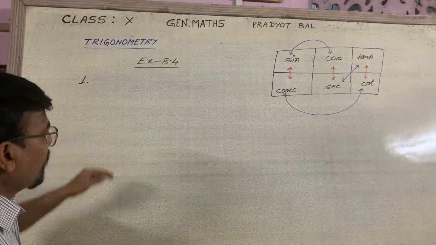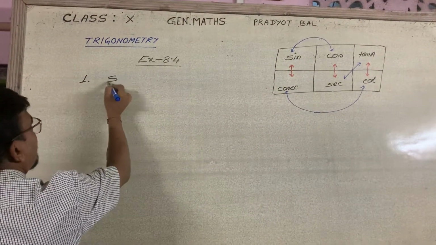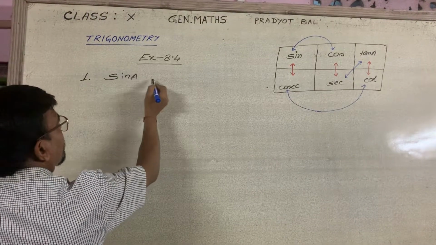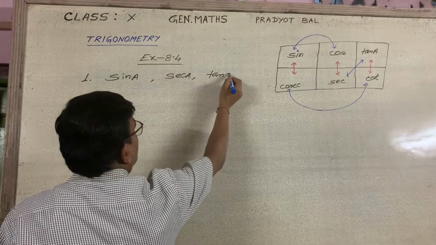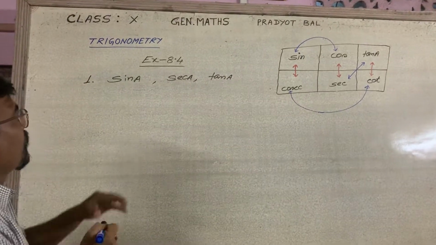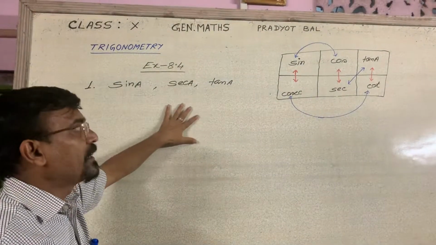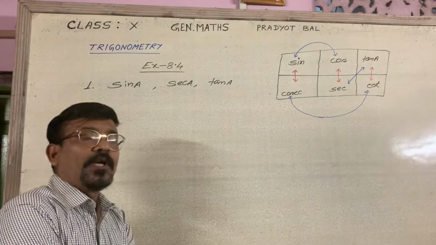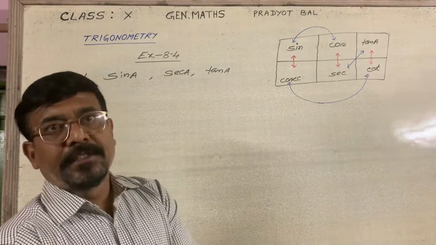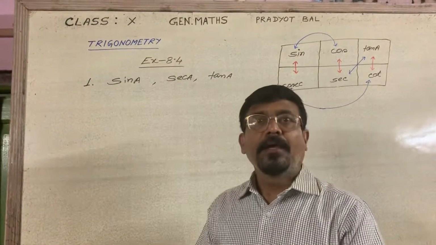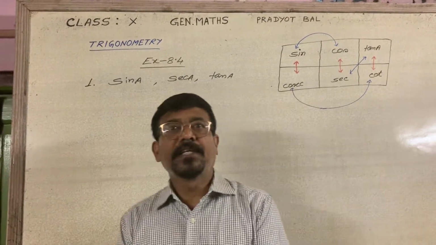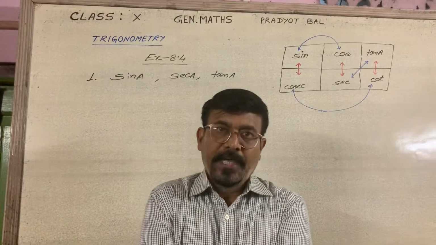Question number 1: sine A is there, sec A is there, tan A is there. These three trigonometric ratios should be converted in terms of cot A. I think you have read the question. So, sine A, sec A and tan A should be converted in terms of cot A.